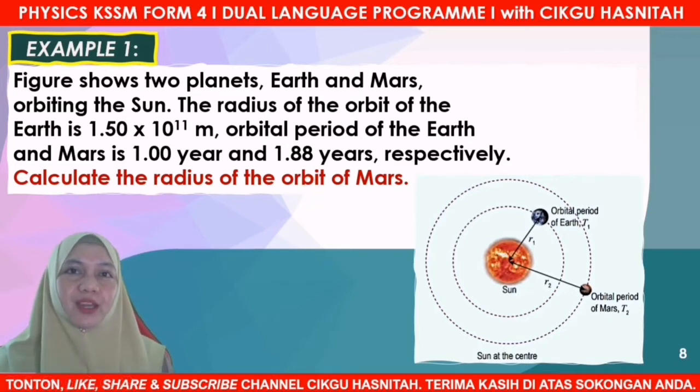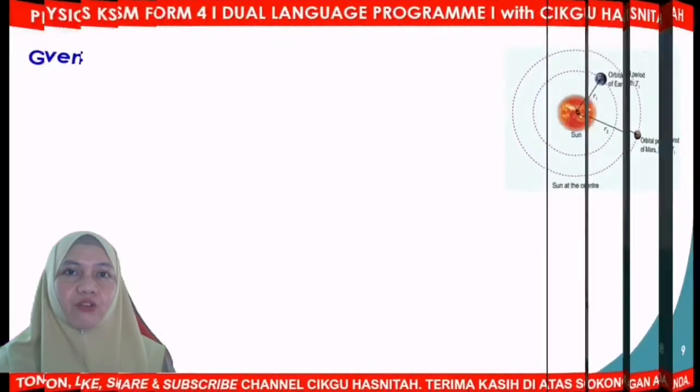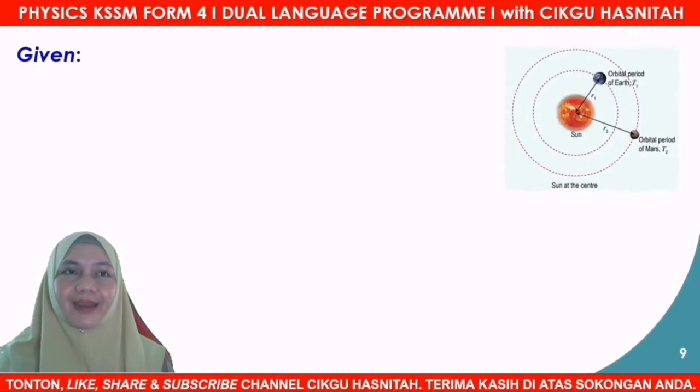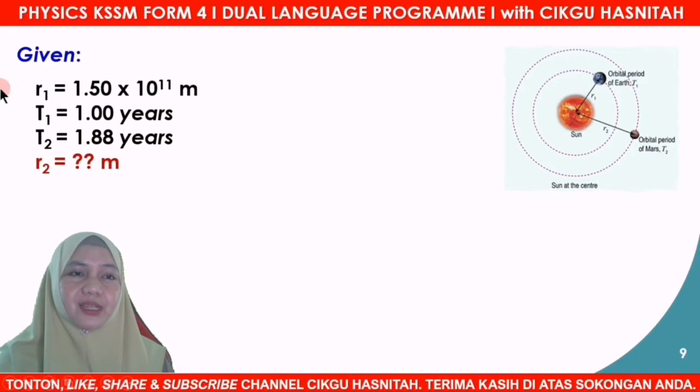Yes, very good. We can use Kepler's third law formula in comparing two planets. Before that, remember the 3 steps I always taught you in solving a problem involving calculation. The first step, you have to list out all the given information. So we have R1, the orbital radius of the Earth. T1 is the orbital period of the Earth. T2 is, yes, the orbital period of Mars. And this is what we are looking for, R2, the orbital radius of Mars.